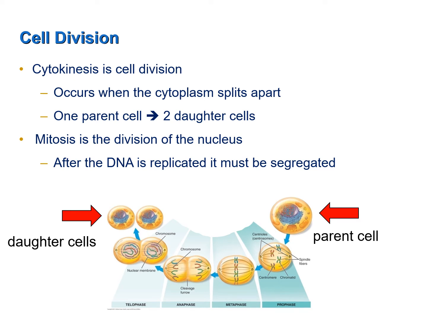And that is what mitosis accomplishes. That is what's occurring all along here. After that DNA is replicated, so there's two copies of each one, mitosis makes sure that exactly one copy of each chromosome is made part of the two new nuclei of the two new daughter cells.